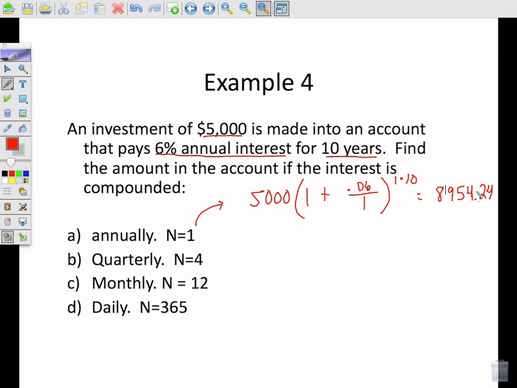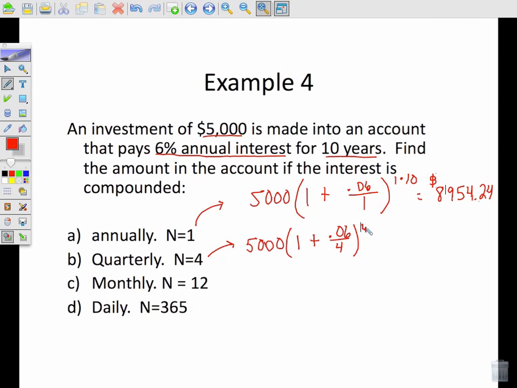So that is how much is in the account after 10 years. All right, I'm going to go ahead and set the next one up for you so you see the difference. For compounding quarterly, quarterly means every 3 months, so 4 times, $5,000 times (1 plus 0.06 over 4) raised to the 4 times 10.